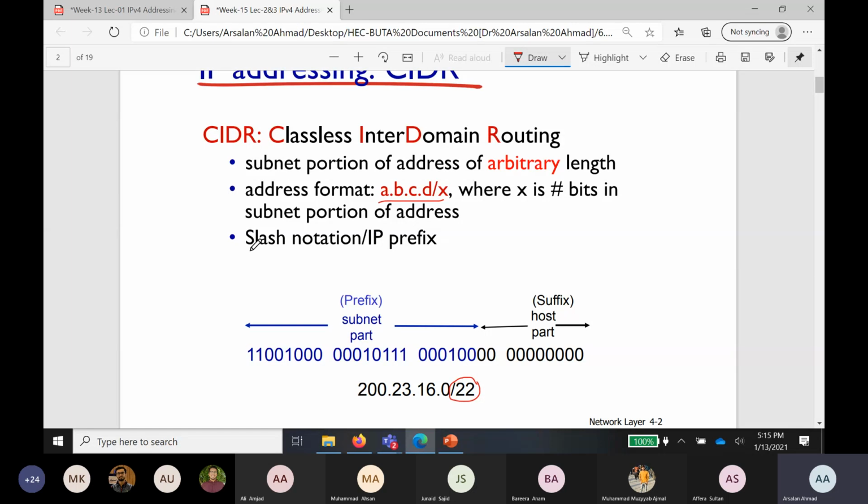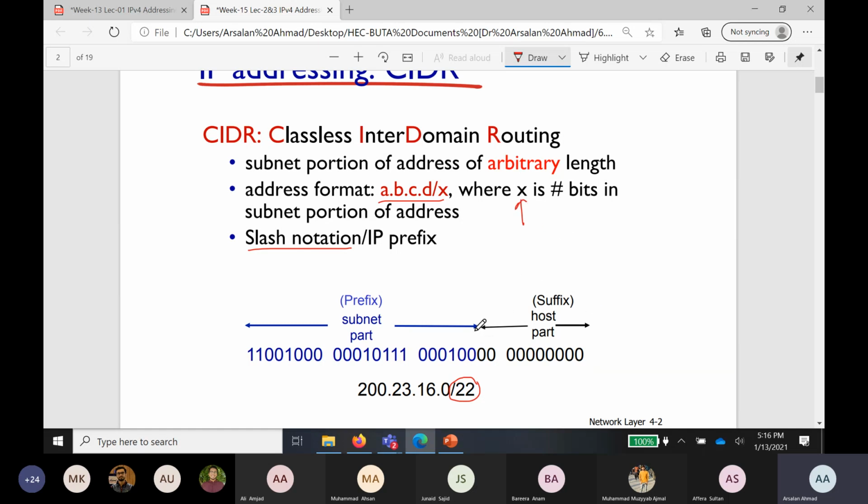It's written over here, dotted slash notation, because we have dots in the middle and then a slash, and after the slash this x is the prefix. The remaining part is your suffix.